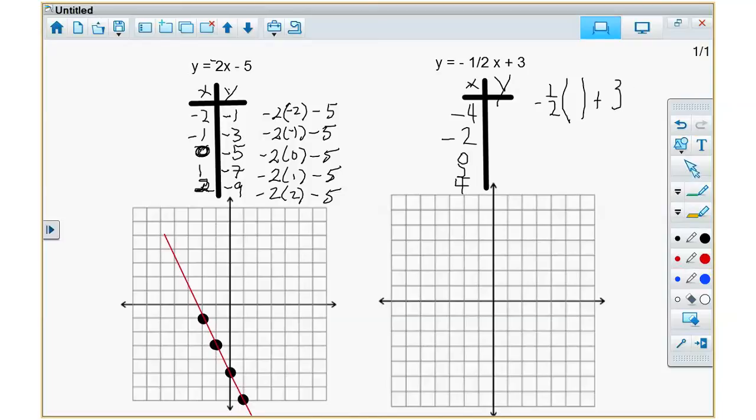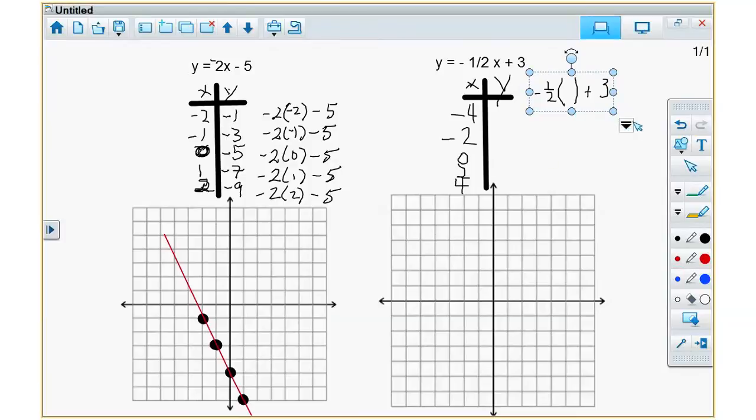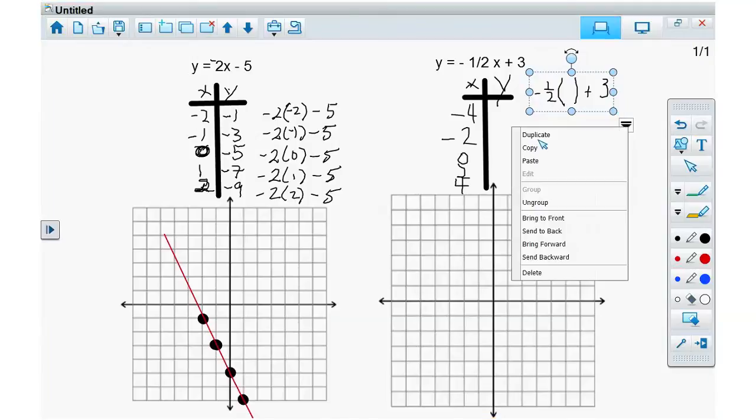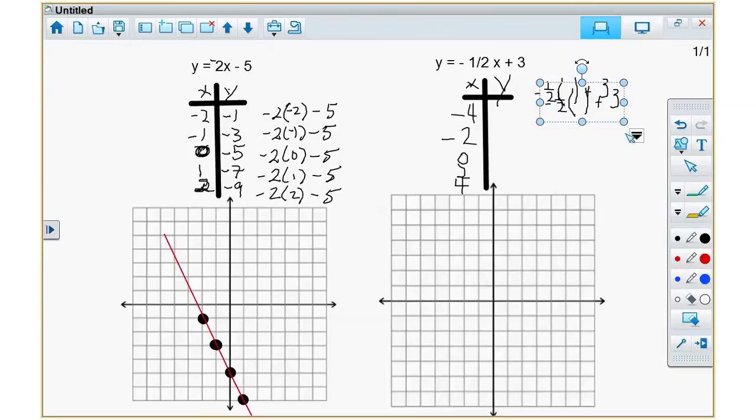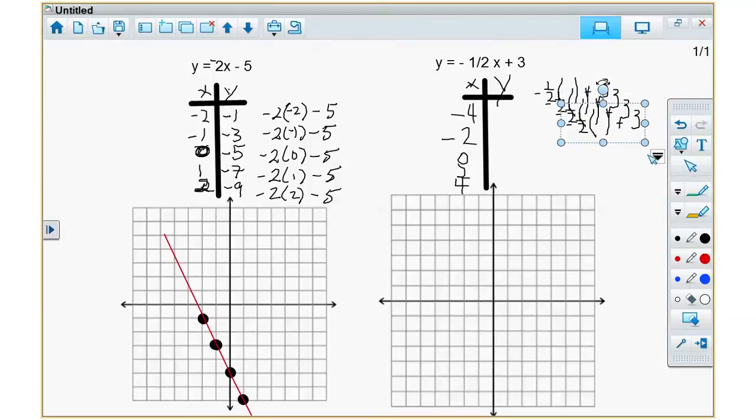I'm going to draw this. I'm going to make it a little bit shorter and squattier. And I'm going to copy it. What's the difference between copy and duplicate? Ooh, I like that.